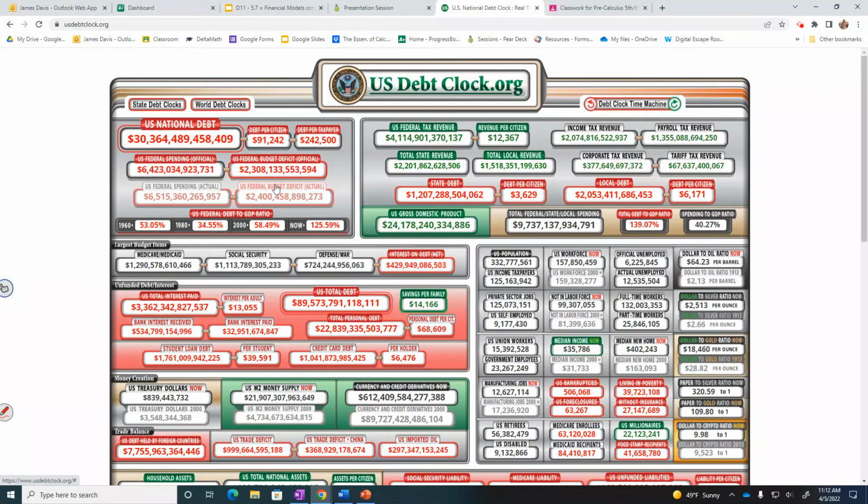Here are our largest budget items: Medicare, Social Security, and defense. But these programs didn't exist 100 years ago, Medicare and Social Security. So that's part of the reason we're in a lot of debt.